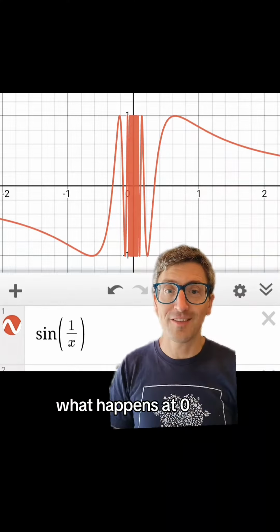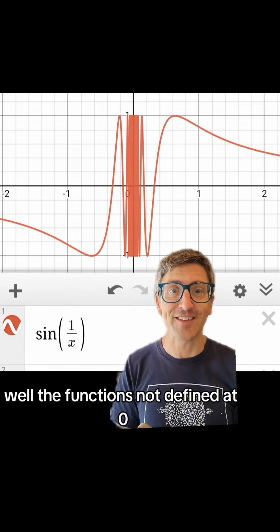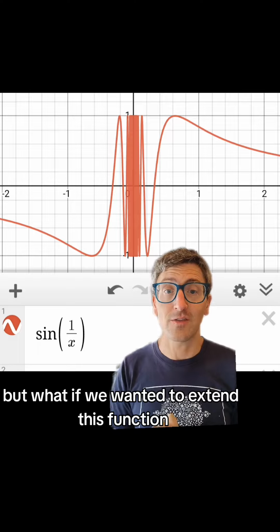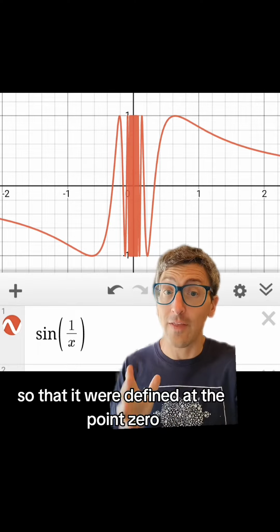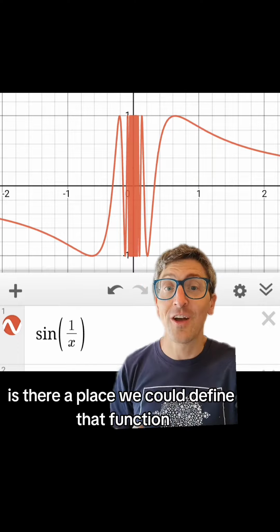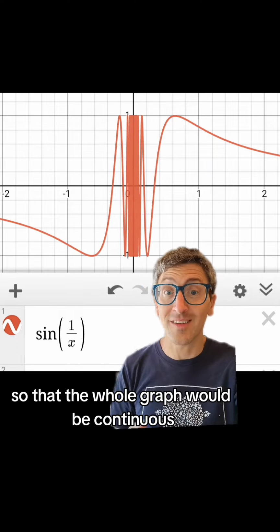Now what happens at 0? Well, the function's not defined at 0, so that could be one answer. But what if we wanted to extend this function so that it were defined at the point 0? Is there a place we could define that function so that the whole graph would be continuous even at that point?